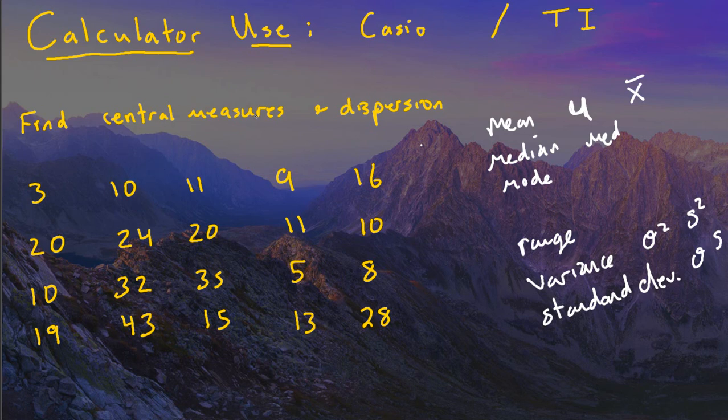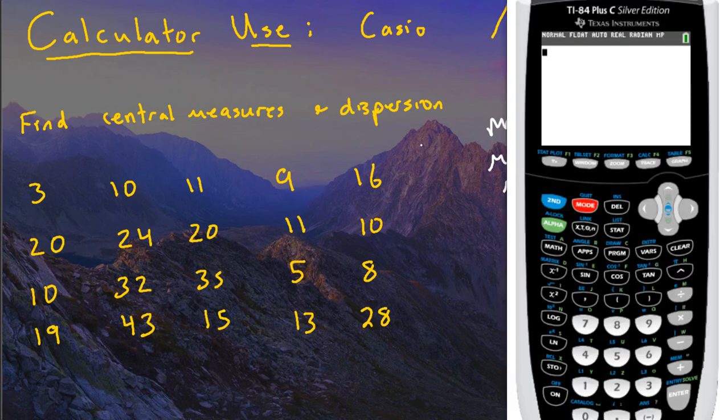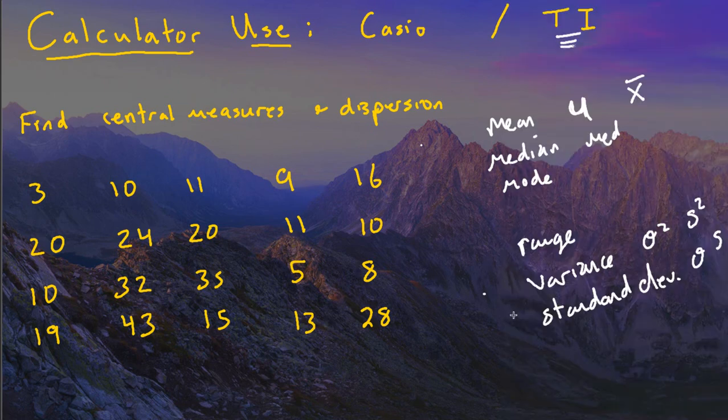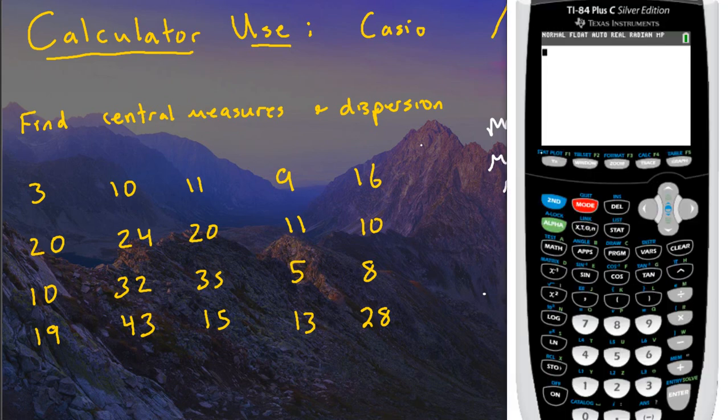So what we've done, we've used formulas in order to find each one of these things. And if we have a large amount of data, like I do right here, then that could get really tiresome. The formula is really long. So we want to use the calculator in order to do most of the work for us. So I'm going to take a look and find all of these things using the TI. So this video focuses on how to use the TI.